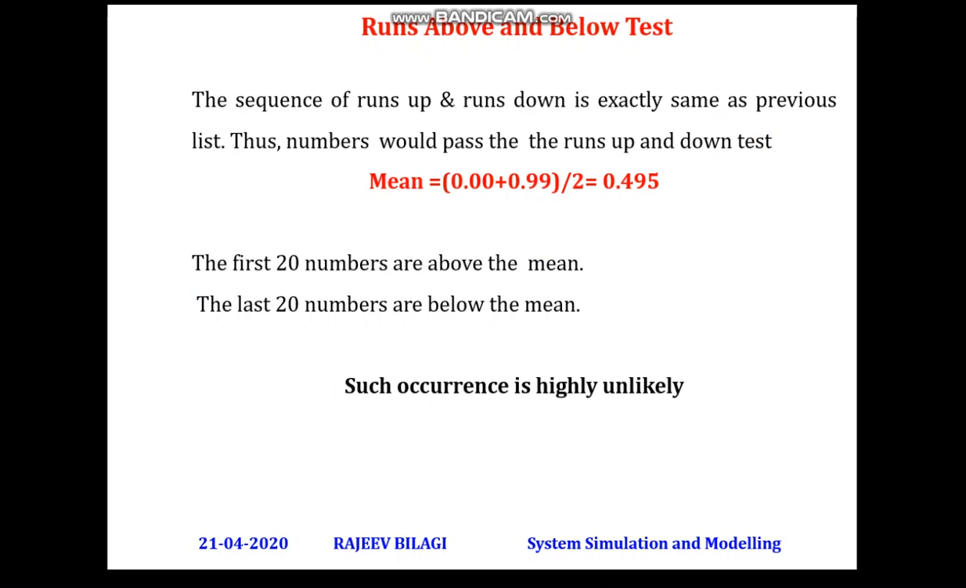So that means we are going to adopt some other technique, which is called runs above and below the mean test. So here, what is the mean value? You need to find out the mean value. Here the numbers are between 0 and 1, so the minimum number should be 0.00 and the last value should be 0.99. The random number should be less than 1, so that is why I have taken it as 0.99. So 0.00 plus 0.99 divided by 2 is equal to 0.495.